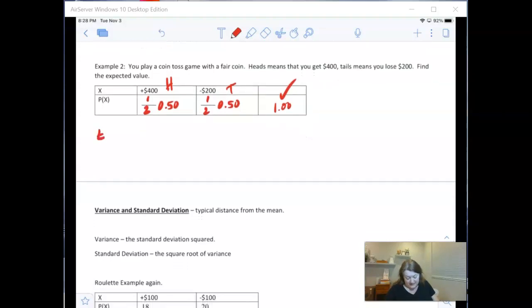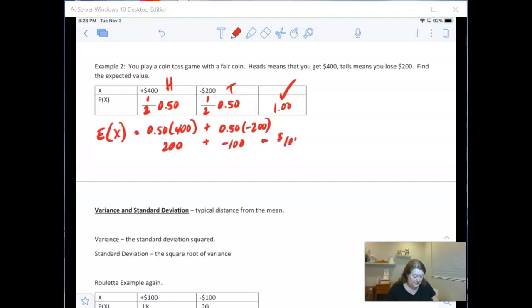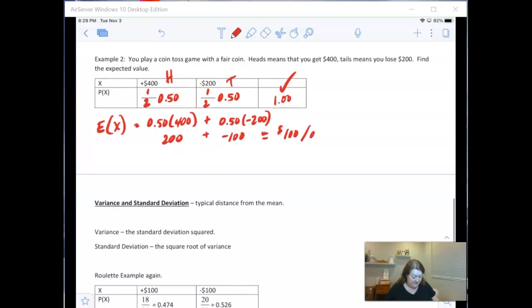The way we write this is we say it's the expected value of X. Capital E is expected. X is the random variable. And we're going to do a weighted average. So we're going to take this 50% and multiply it by the 400. So if half the time I am winning $400, that is a grand total of $200. And then I'm going to add the next one, which is 50% of negative $200. So half of $200 is negative $100, which is going to turn into $100 positive. Okay, so my expected winnings are $100 per game.